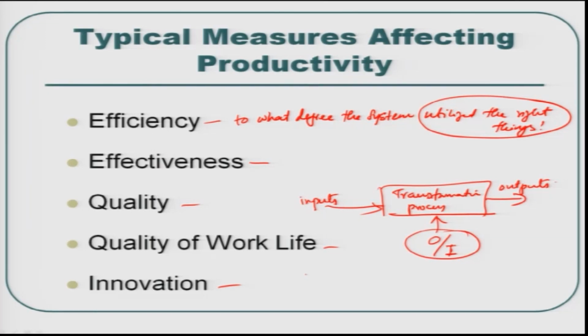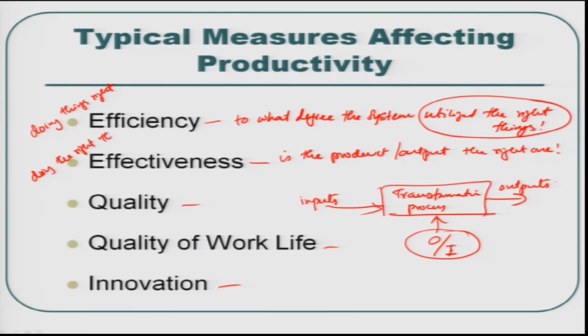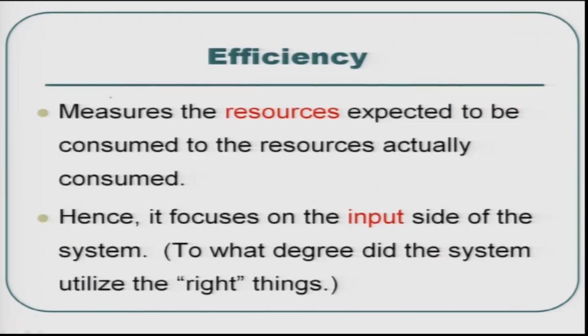Whereas in the case of effectiveness, what we are trying to say is: is the product or output the right one? Are we making the right product? So, efficiency to a large extent is doing things right, and effectiveness is doing the right thing. There is a slight difference, but that is the way we will look into the definitions of efficiency and effectiveness in this class. Then quality is obvious. So, let us go through these terms one by one.